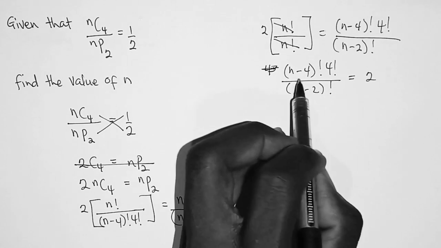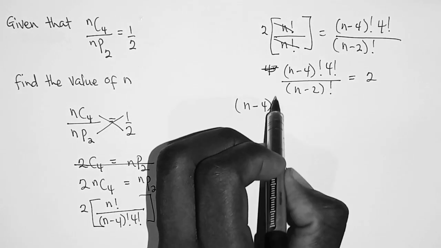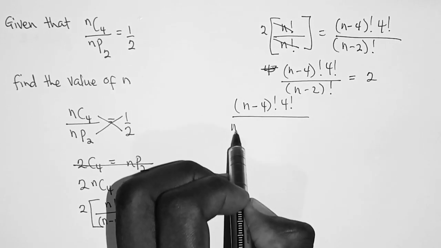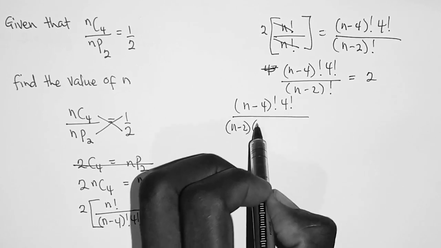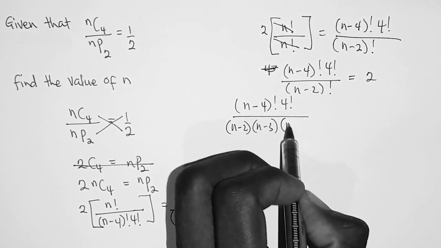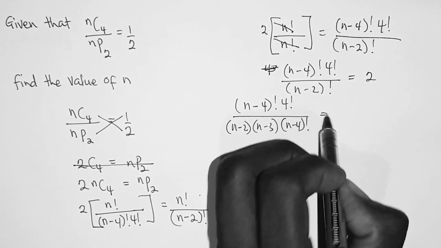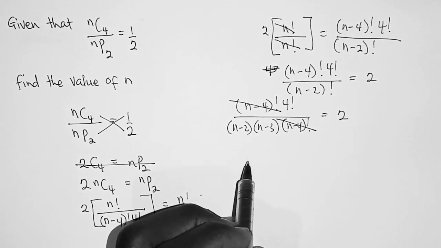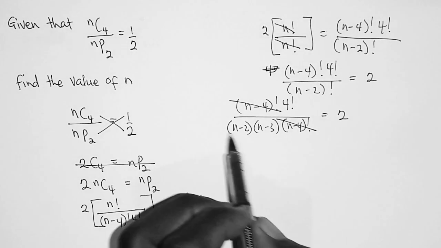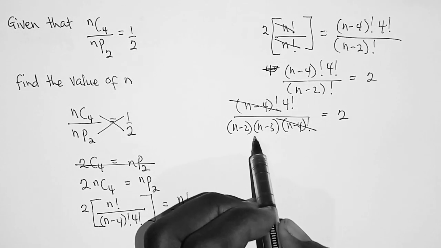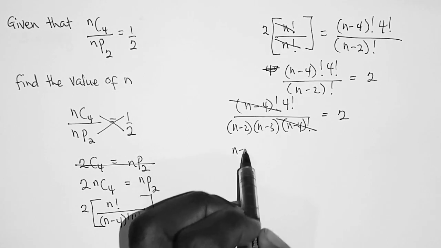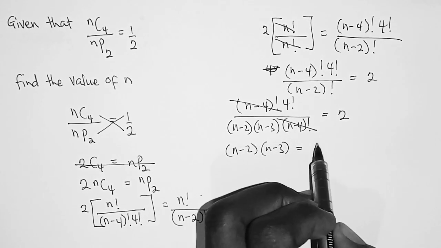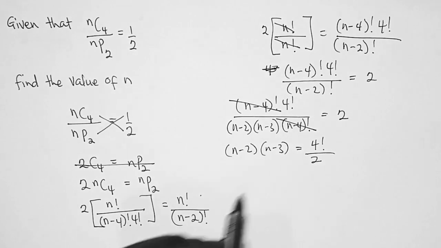So n minus 4 factorial divided by n minus 2 factorial can also be written as n minus 2, then times n minus 3, then times n minus 4 factorial equals 2. So n minus 4 factorial and n minus 4 factorial can cancel out. So at the end of the day, I'm taking n minus 2 factorial here and bringing 2 down here. So we'll be left with n minus 2 times n minus 3, and this is equal to 4 factorial divided by 2.